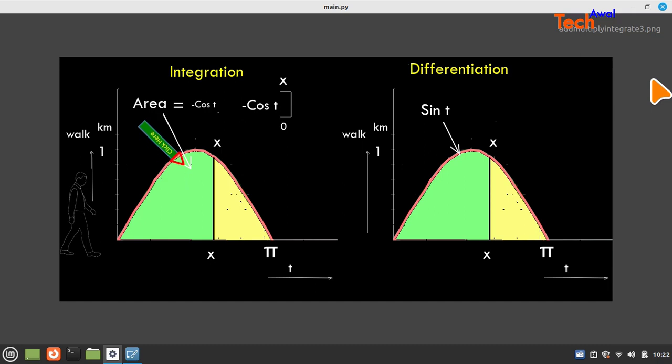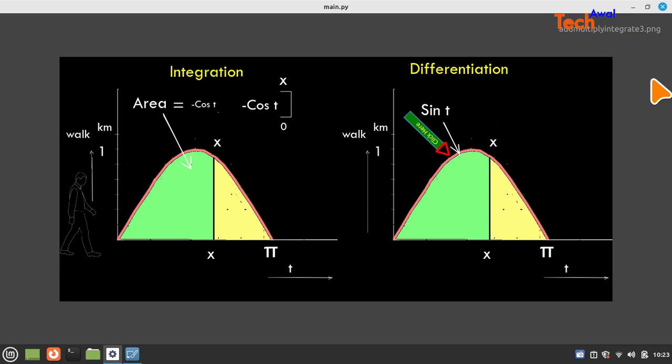So if we know that a person is walking or collecting how many kilometers at a particular time, that means what is his speed at a particular time. How many kilometers he has walked, that is the area, that is integration. If we know how many kilometers he has walked, then what is his speed, that is differentiation.